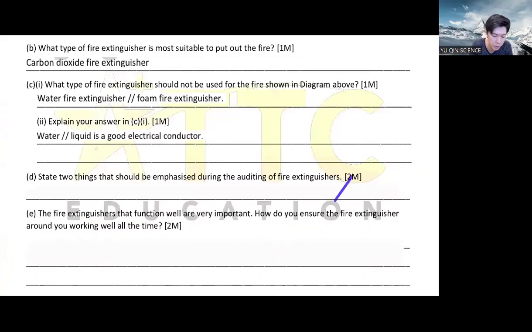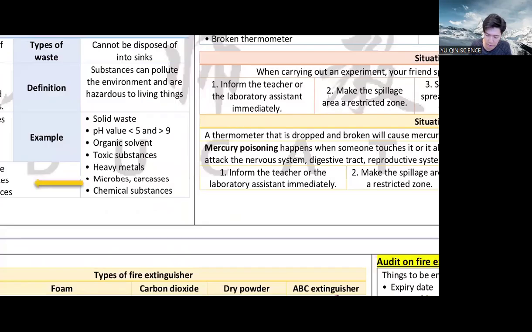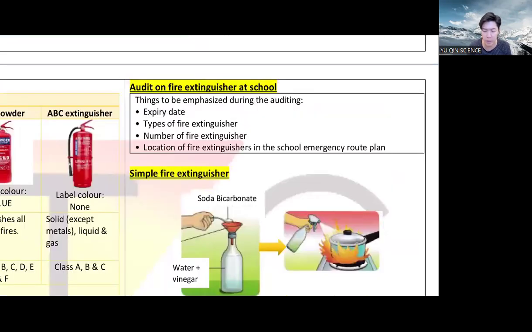Any two, you can copy from here. Where is it? Here, expiry date and the shorter answers, type of extinguisher. Okay, then any two you're good.